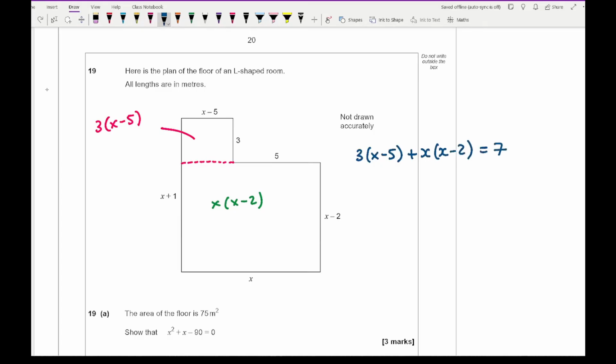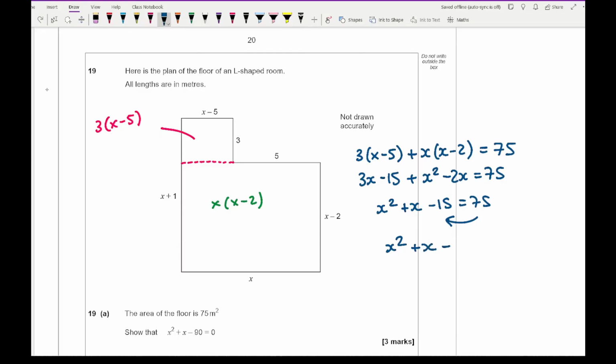this equals 75. So if I expand the brackets, I get something that is slowly now resembling a quadratic equation. Let's simplify all this first. So I get x squared plus x minus 15 equals 75. Take the 75 over and I end up with x squared plus x minus 90 equals 0.